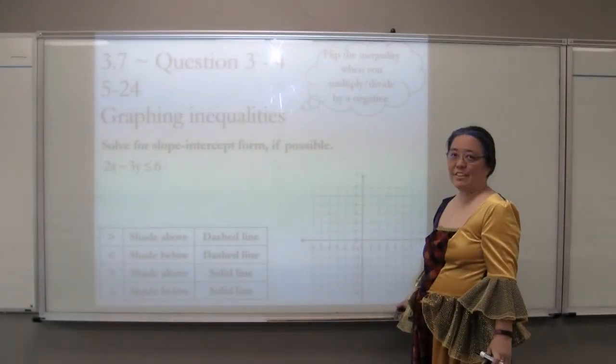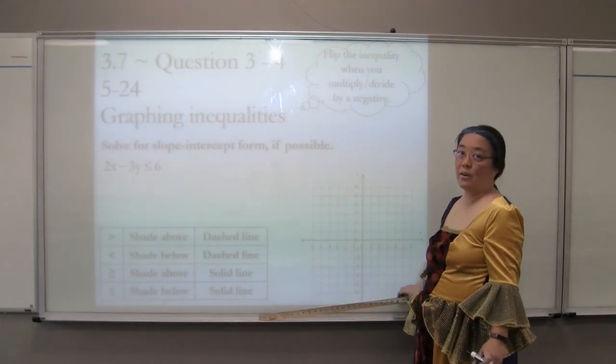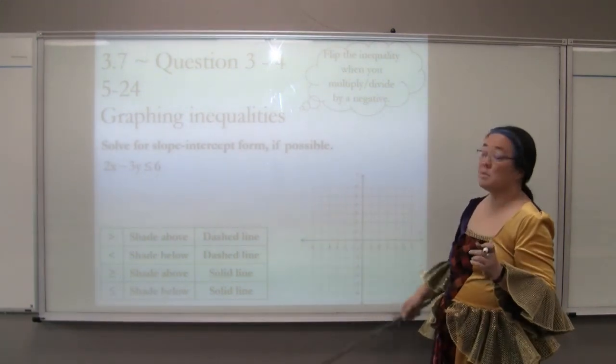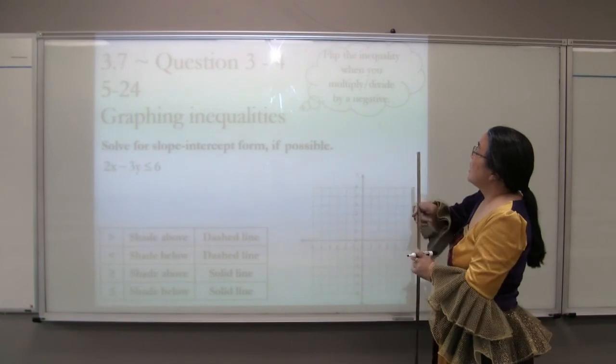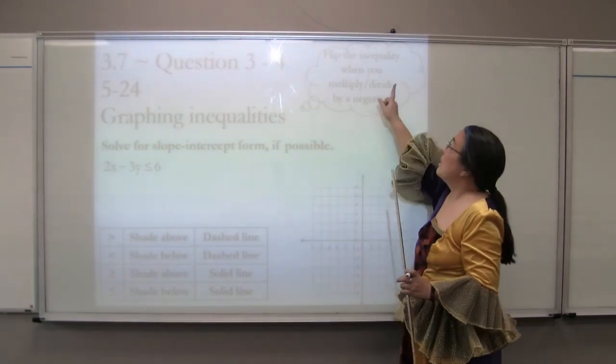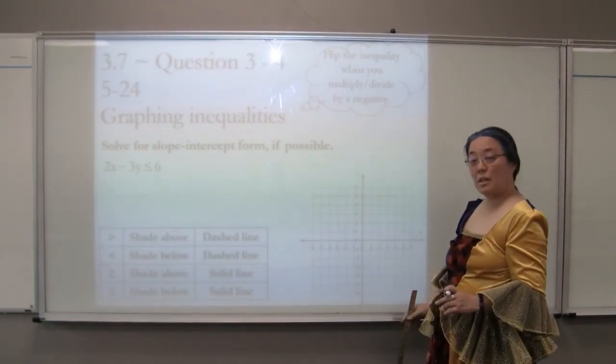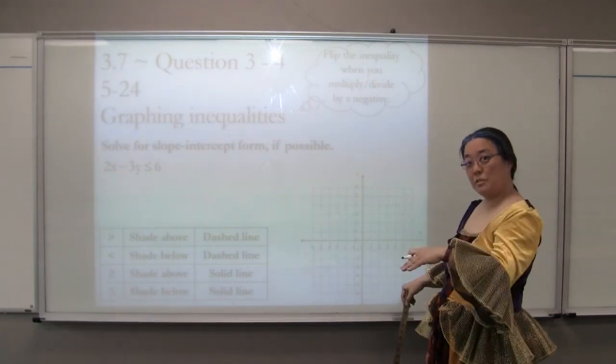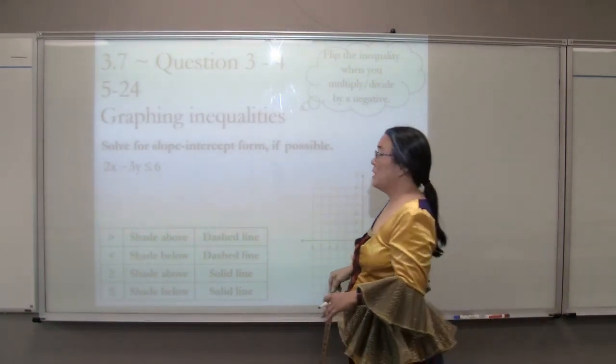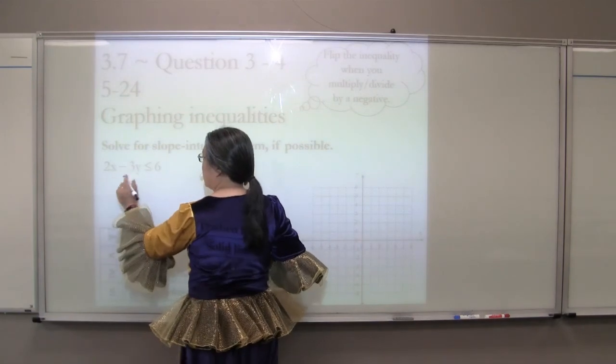Chapter 3, Section 7, questions 3 and 4. So you're going to have some problems just like this. So it has a reminder from back in chapter 2 that we have to flip the inequality when we multiply or divide by a negative. We actually reviewed that last question. So we're going to solve for y equals mx plus b.